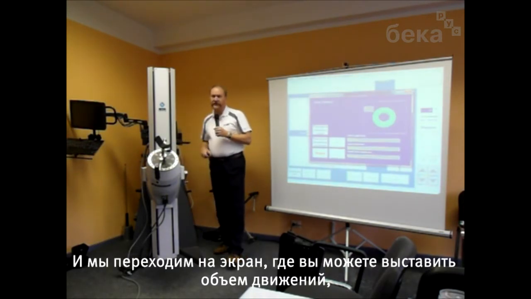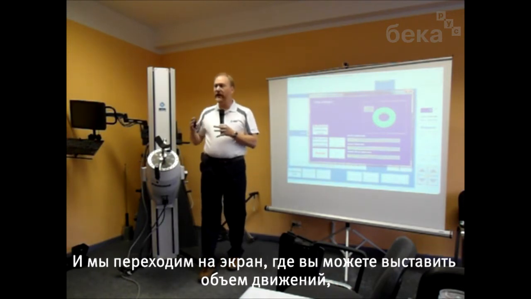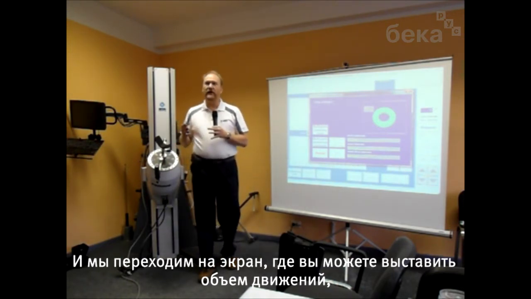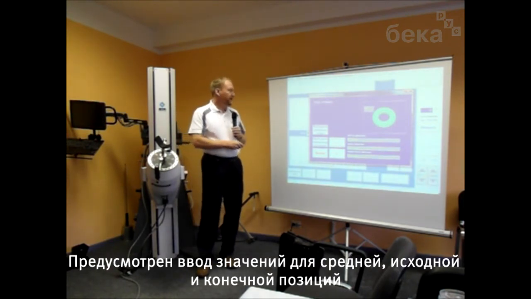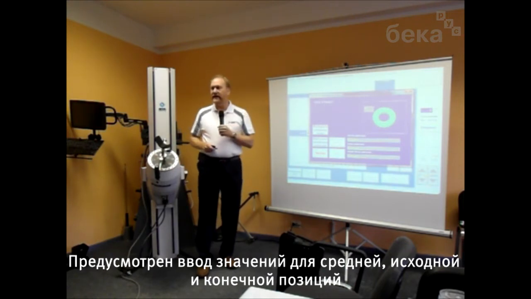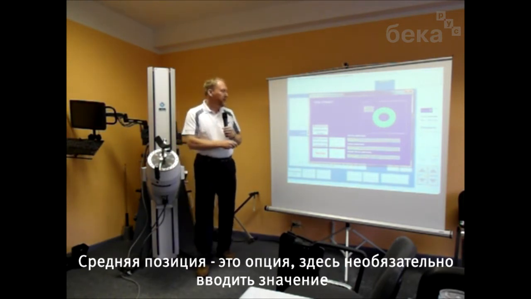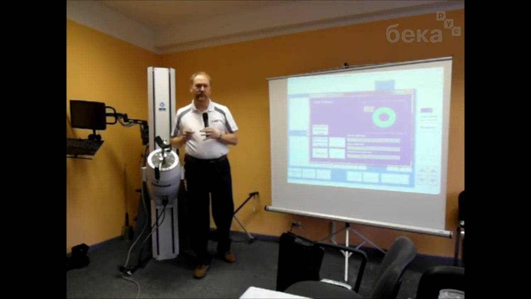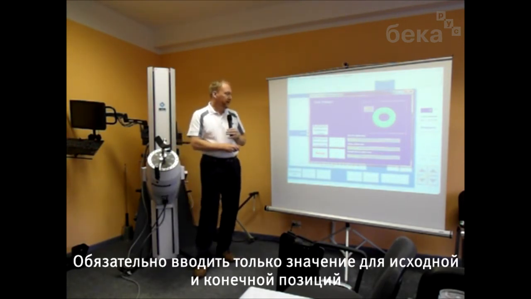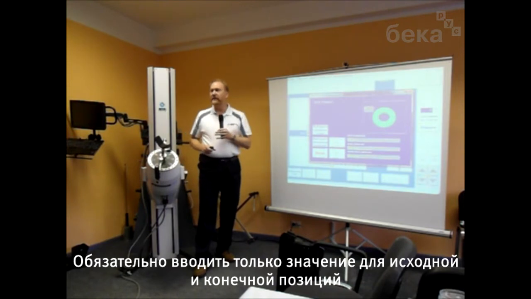And that'll take you to a screen where you can set the range of motion of the activity so that the machine knows when to change directions. You have the option of setting a mid-range position, a start position, and an ending position. The mid-range is optional. It's not necessary to put that value in. But you do have to have a start position and an ending position.